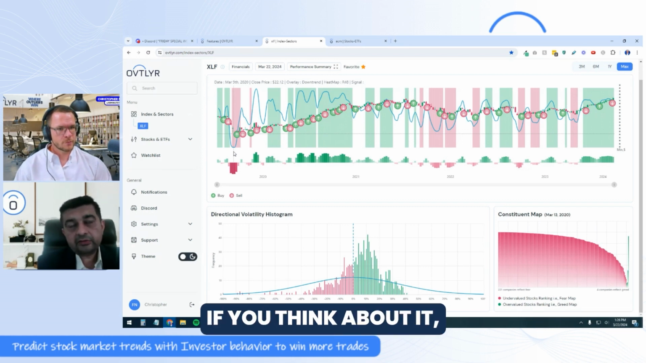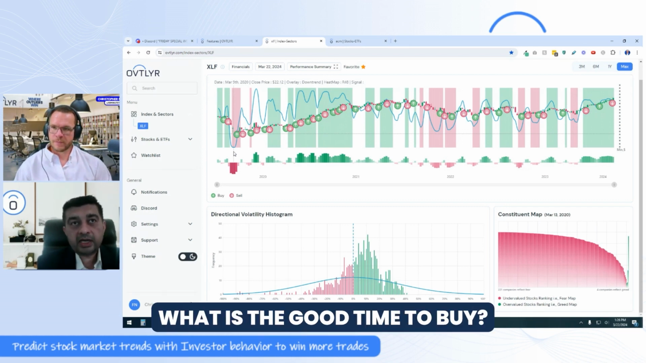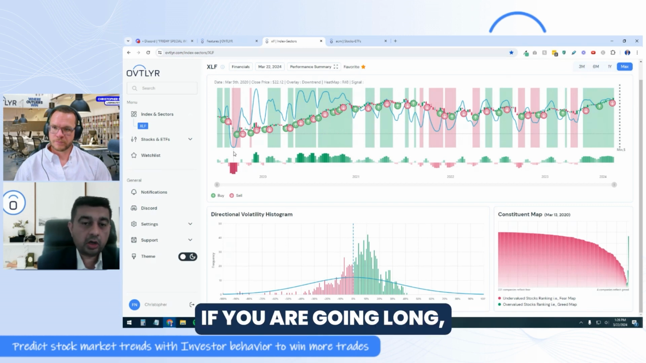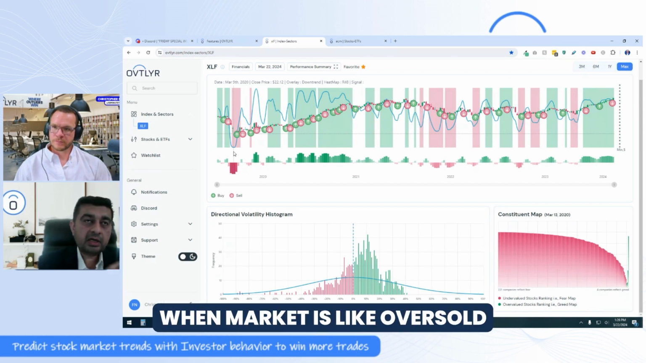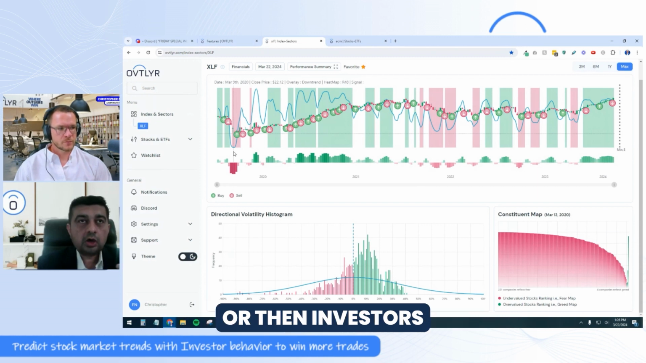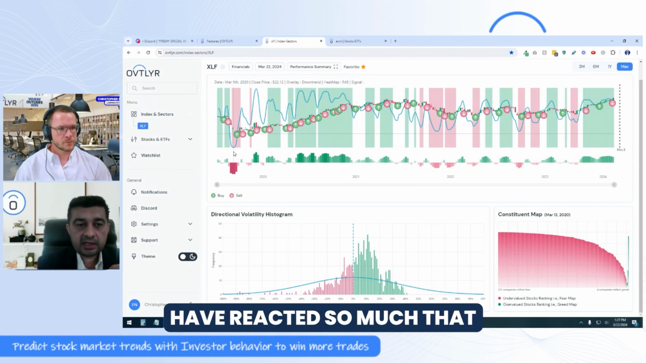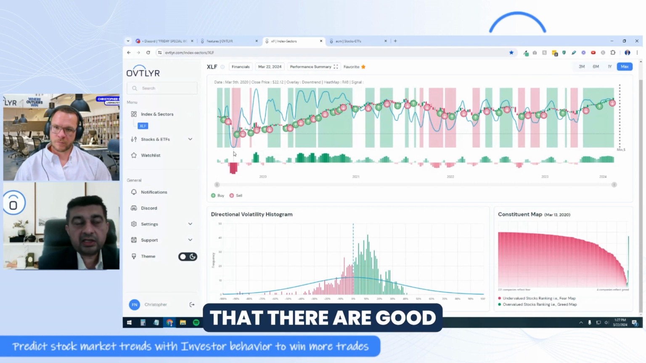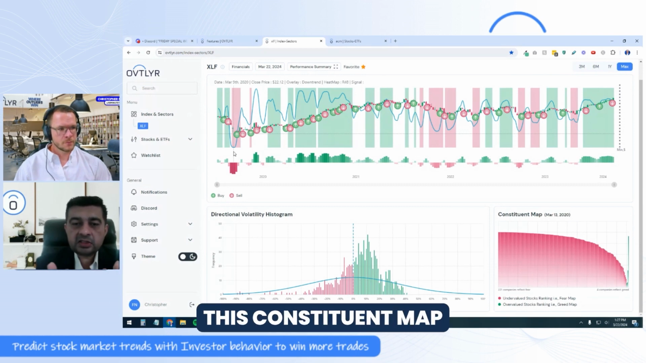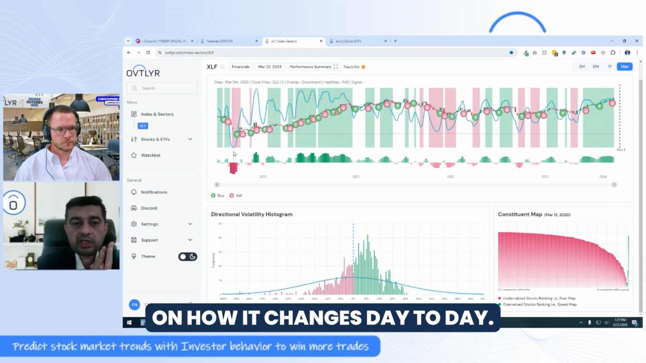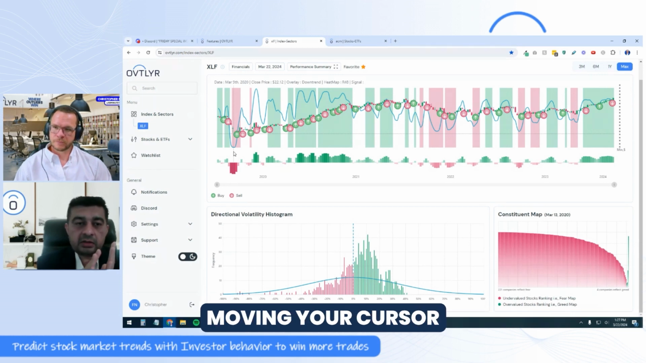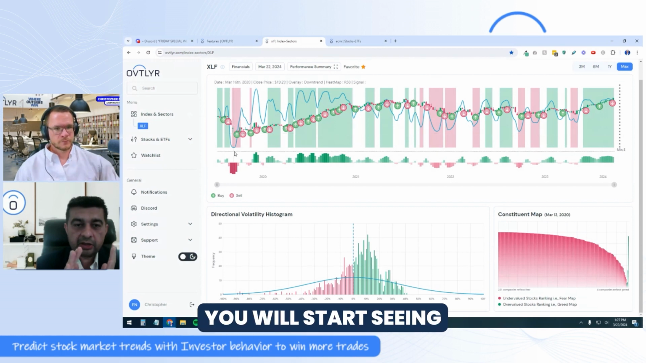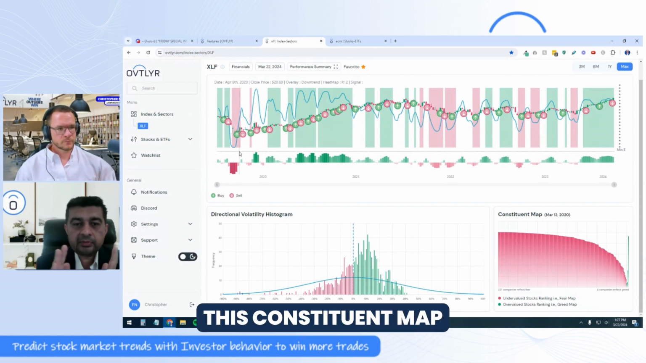And technically, if you think about it, what is a good time to buy? If you are going long, then you want to buy when the market is oversold, or when investors have reacted so much that right now there's so much fear in the market that there are good buying opportunities. This constituent map provides visual information on how it changes day to day. And if you start moving your cursor a little bit, you will start seeing this constituent map getting updated.